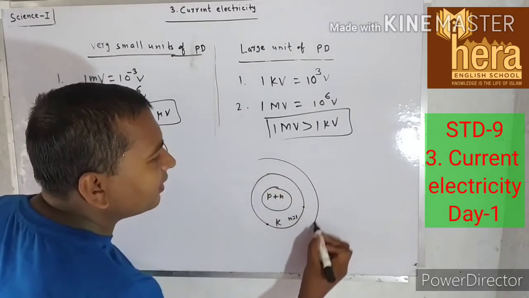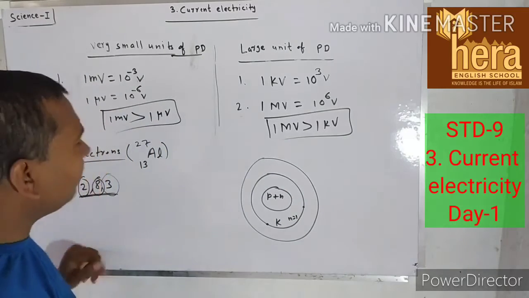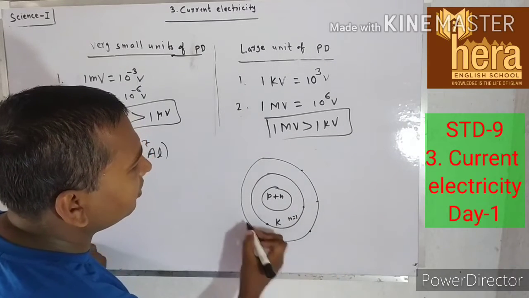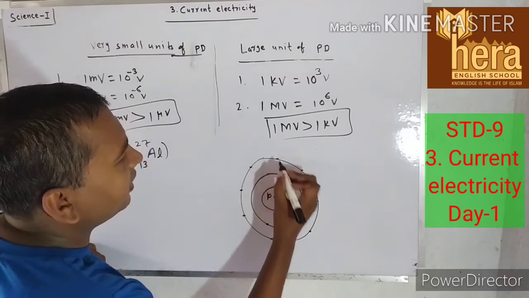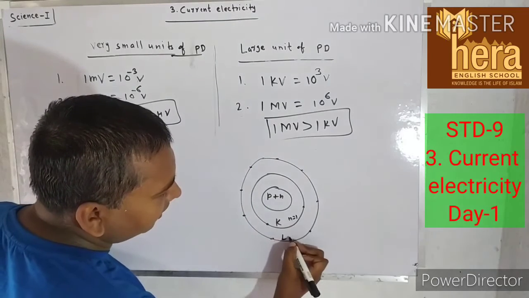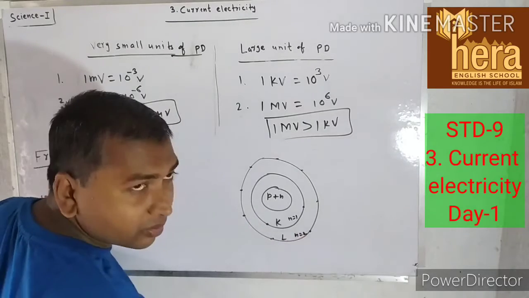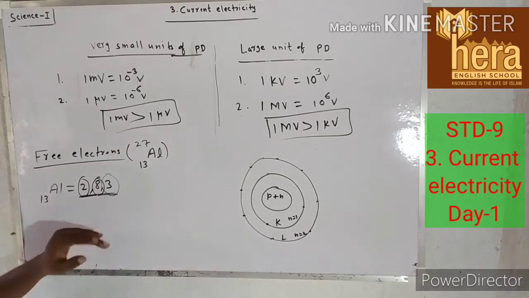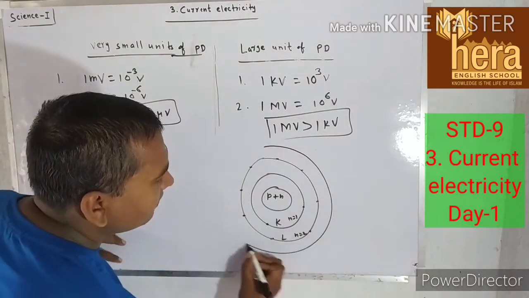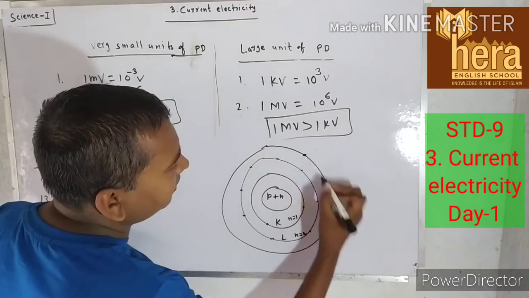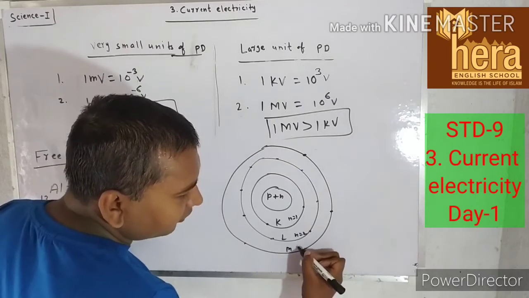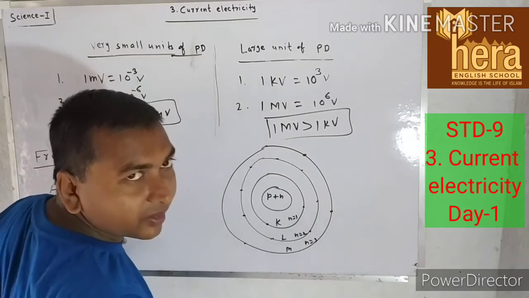This is the second orbit in which there are 8 electrons. Say 1, 2, 3, 4, 5, 6, 7, 8. This is represented by capital L, and for L, n is equal to 2. And in the third orbit there are 3 electrons. 1, 2, 3. The third orbit is represented by capital M, and for M, n is equal to 3. Understood?